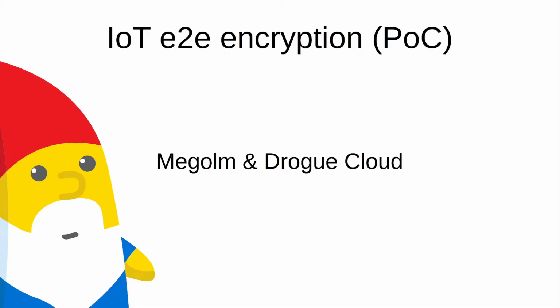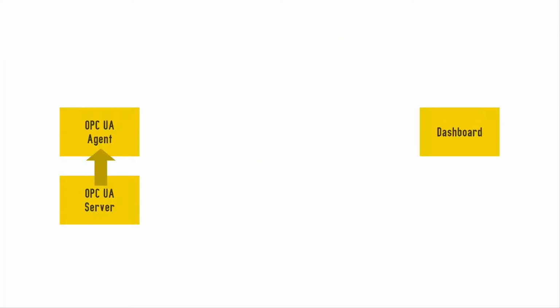Welcome to a quick update on the Friday project, end-to-end encryption with IoT. This is a small proof of concept using Megolm on top of Drogue Cloud. Megolm is the encryption used by the Matrix group chat, and so it seems to make sense to use this in an IoT context, where you want to share data from a device with multiple consumers.